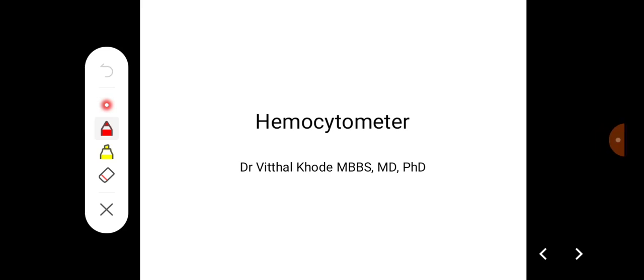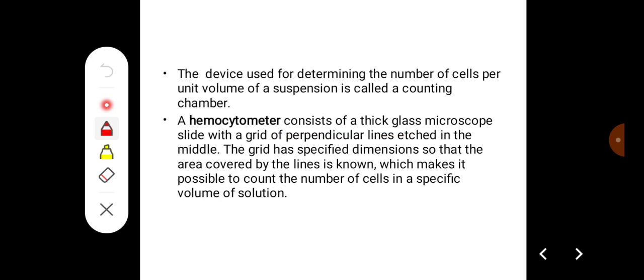Hello everyone. In this class, we'll try to learn about haemocytometer or haemocytometry. Haemocytometer is a device used for counting the hematological cells, and haemocytometry is a procedure. Normally, haemocytometer is used in the physiology lab for counting RBCs, WBCs and eosinophils. The device used for determining the number of cells per unit volume of suspension is called a counting chamber.